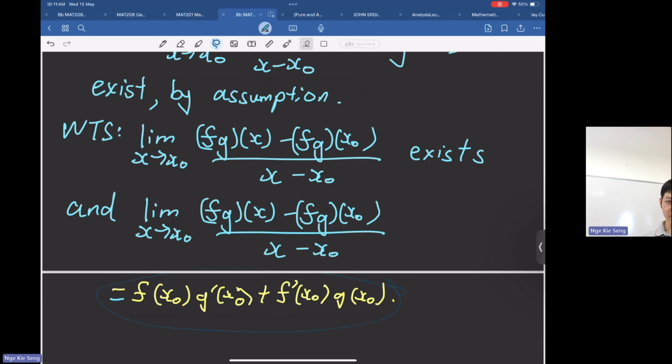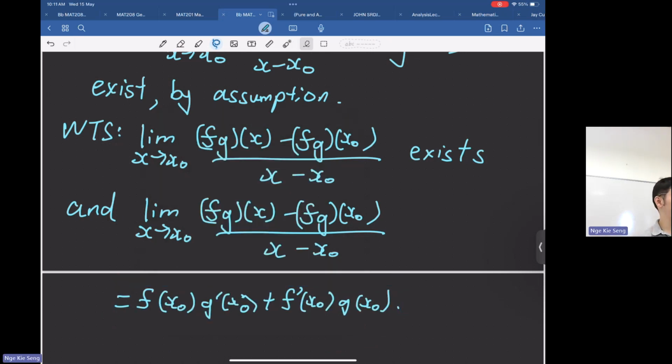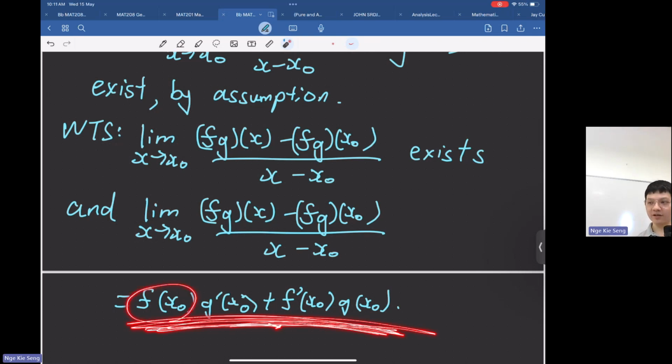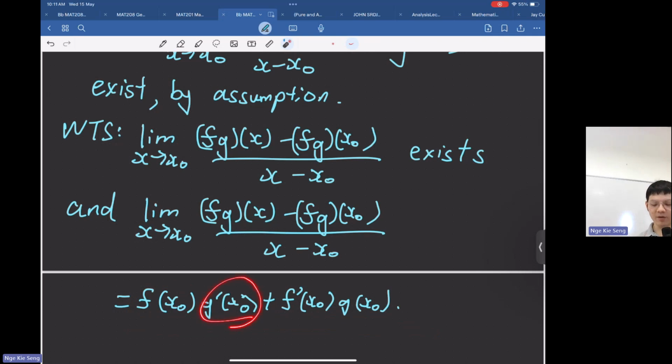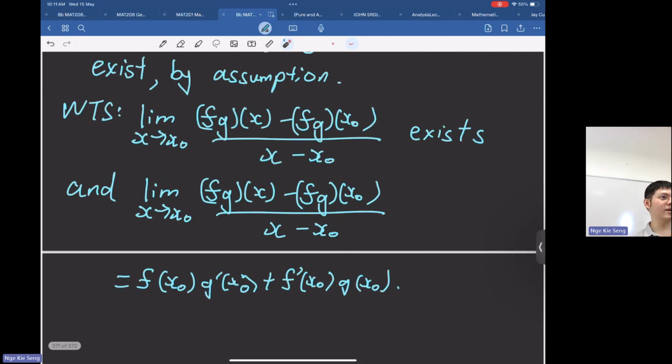Does it make sense? Before proving it, does it make sense to you? Because you need to converge to one number, right? Is the combination of these four things a number or not? f of x naught is a number, evaluated at x naught. g prime of x naught is a number given by the differentiability of g, plus f prime of x naught, another number from the differentiability of f. And g of x naught is just g evaluated at x naught. So it's a number. So why is this the limit of the secant? This is the question.